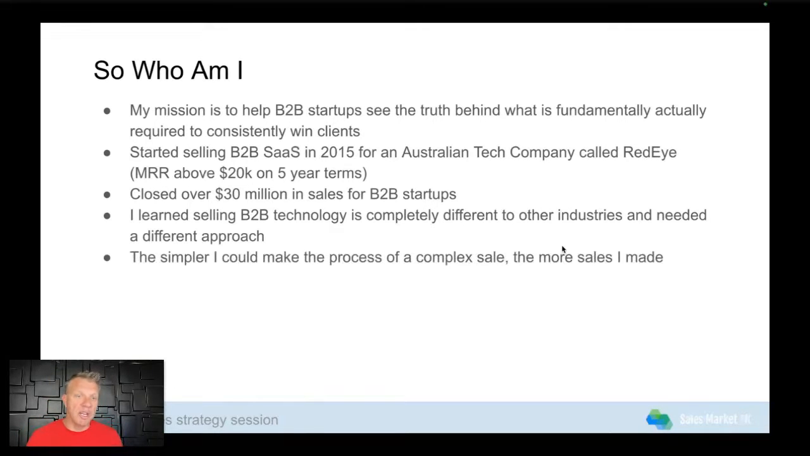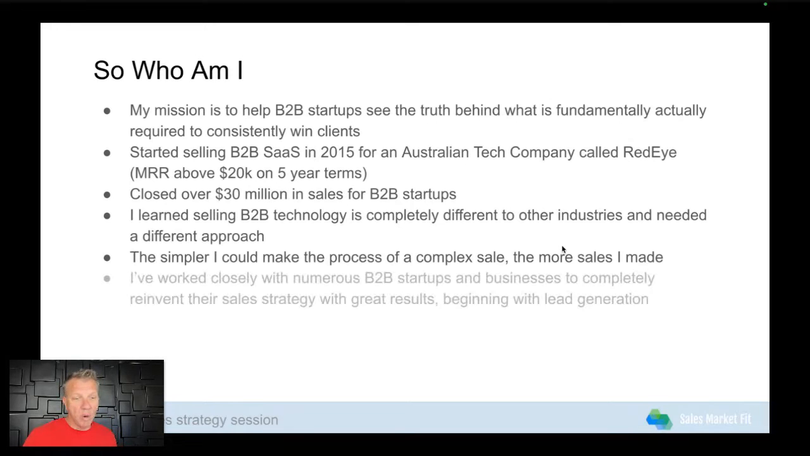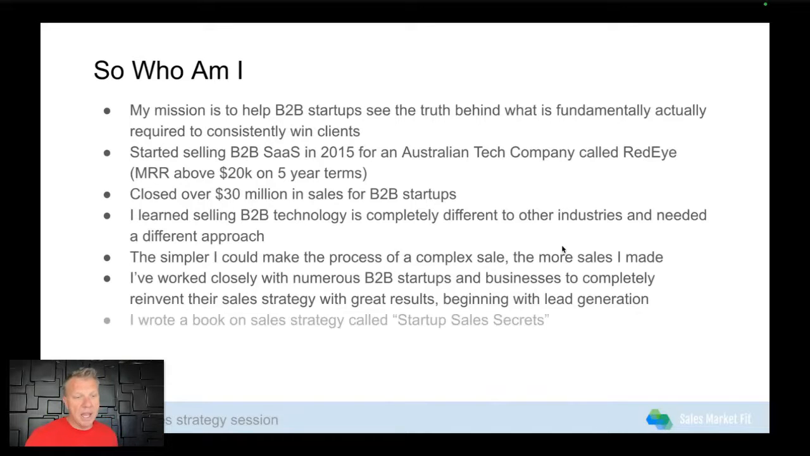And I learned if you can make a complex process more simple, more sales are made, because you can create a repeatable strategy or process. And all this starts with lead generation. I've been working with B2B SaaS companies since 2020, helping them define a differentiated sales strategy, and then applying a lead generation strategy that fills opportunities into the pipeline so they can close deals over the longer term. And I also wrote a book called Startup Sales Secrets.